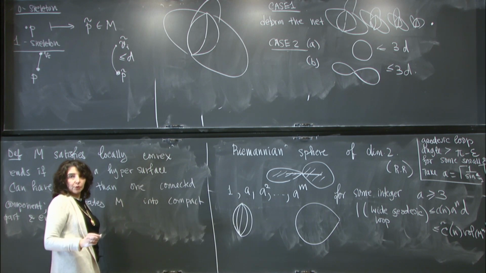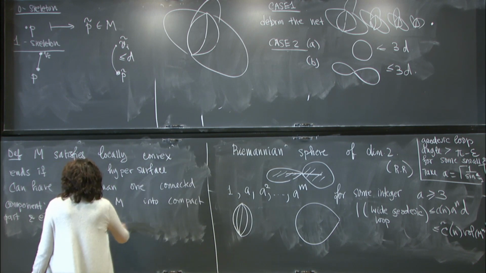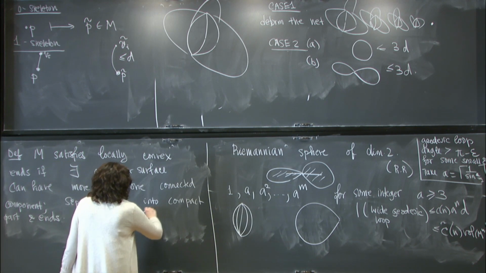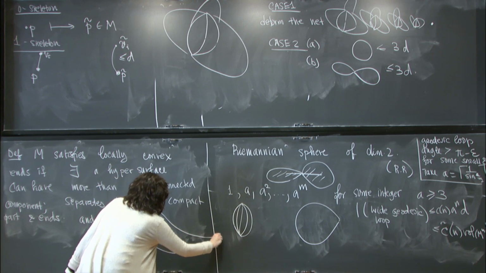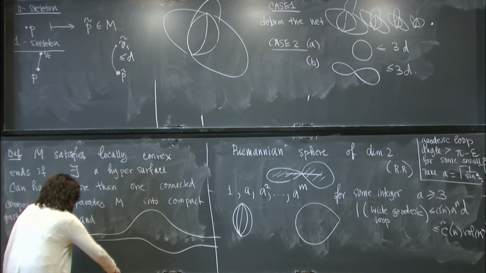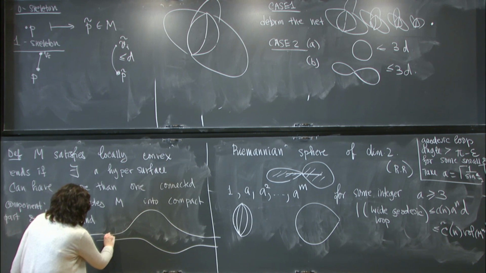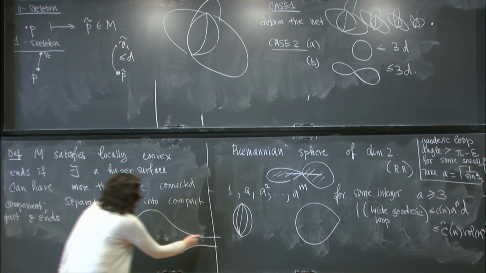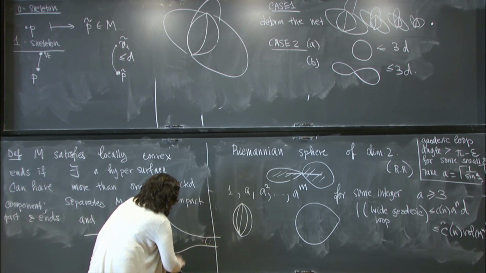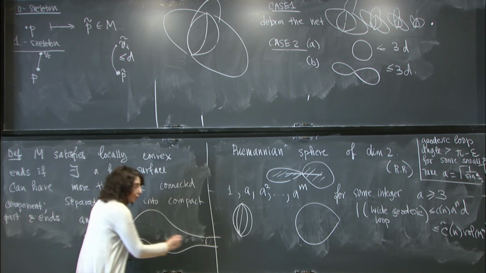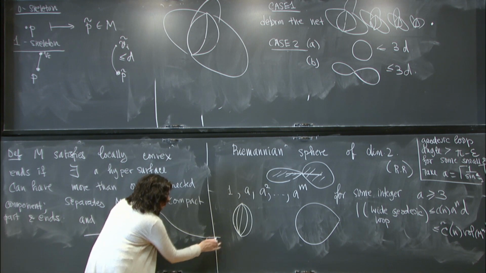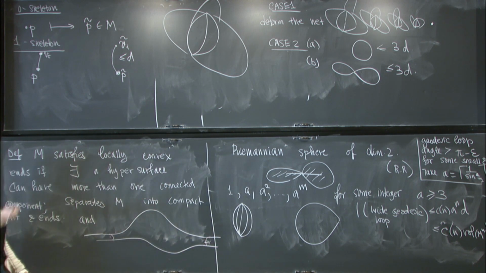Instead of writing it, I'm just going to draw it, okay? So let's say this is our manifold, and this is a hypersurface that separates it. What I want is that for any points that are close enough here, if I join them by a geodesic, it is going to lie in the end. It's not going to enter the compact part.